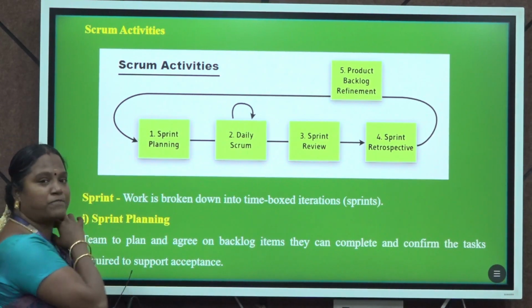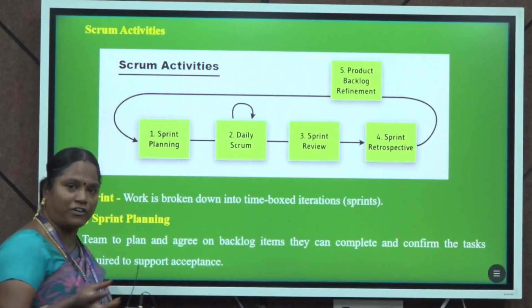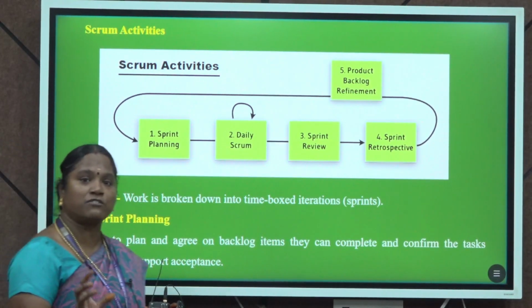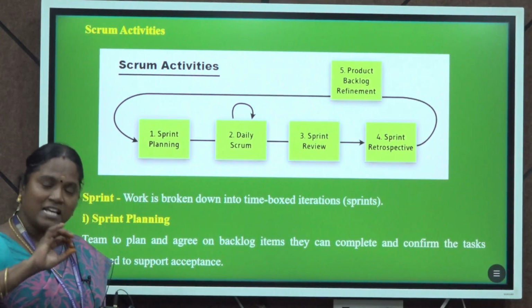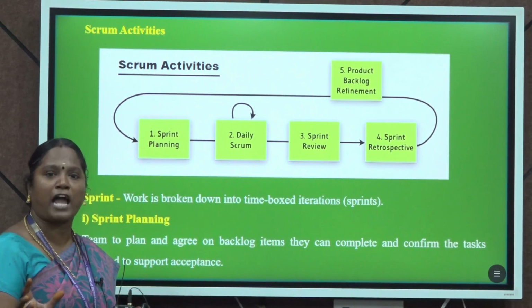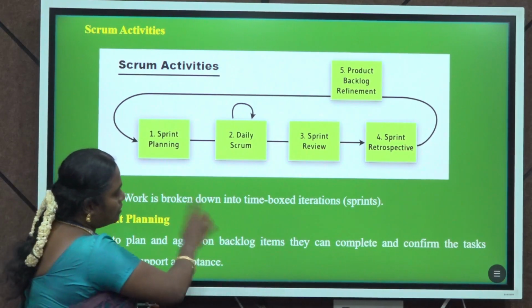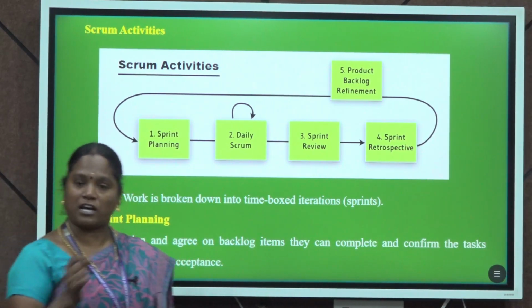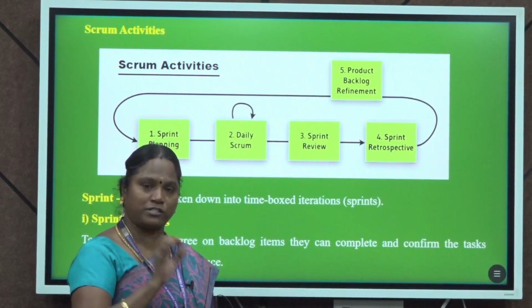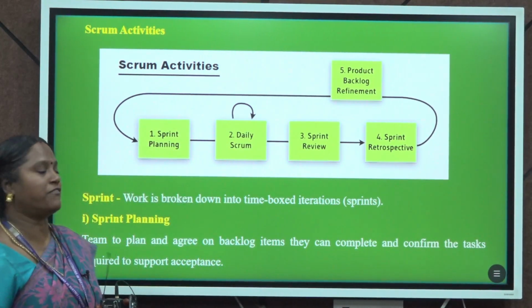Sprint is the heart of Scrum. That means it sets the time for the work by dividing the largest work into smallest pieces. Each piece is called a sprint. The sprint has a time duration to complete the work. The maximum time duration of a sprint is 1 to 4 weeks. So each sprint is going to complete its work within 1 to 4 weeks.